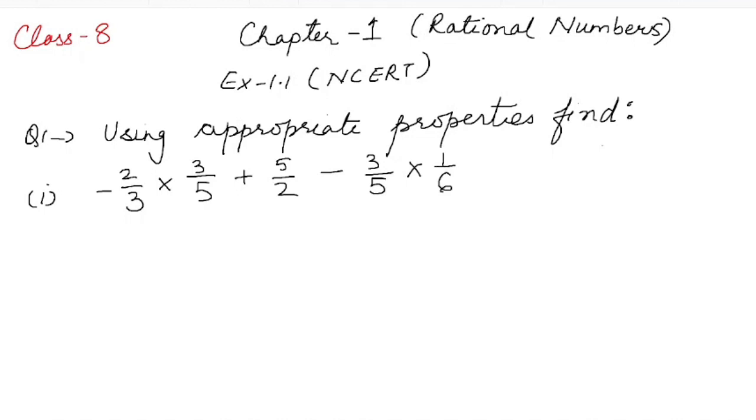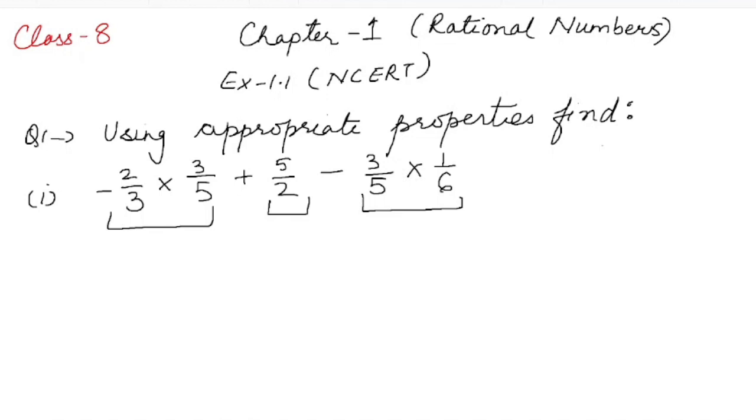So if we are getting a question where we have to use the property, the first thing which we will check is the two rational numbers which are multiplied. So these two are multiplied together. It will always be taken as a single rational number. Minus 2 by 3 and 3 by 5 will be one rational number, because on multiplying these two we can easily get a single rational number, and 3 by 5 multiplied by 1 by 6 is again the second rational number, and the third one is 5 by 2. So these are the three given rational numbers here.